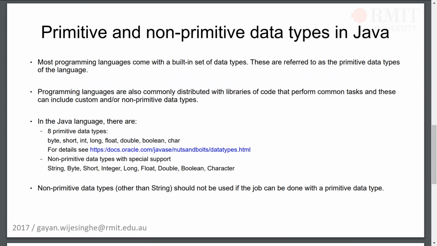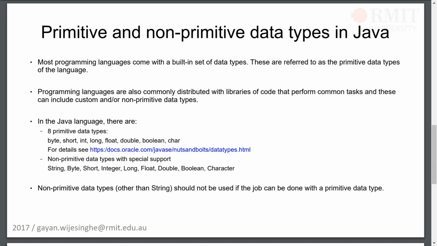Now, most programming languages have built-in support for certain data types, and they're called primitive data types, and they are a part of the language itself. Now, in addition to these primitive data types, you get custom data types that come as a part of collection when you install the programming language. So you get these additional libraries of code, and you get custom data types in those. So we call them non-primitive data types.